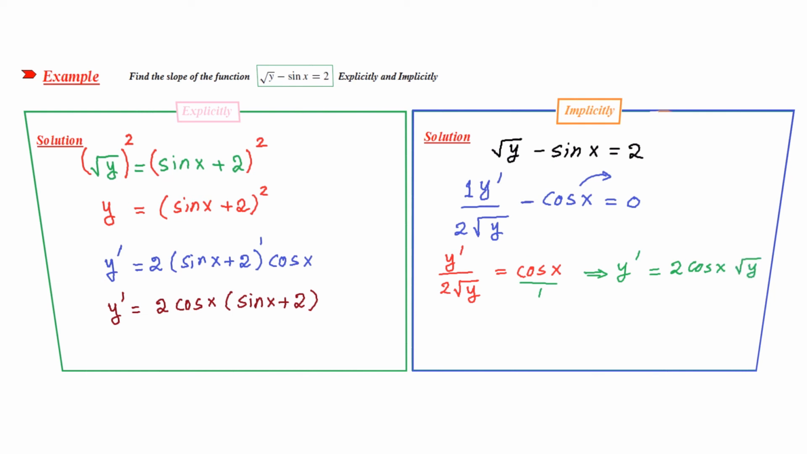Now back to the original function. This is the original function, and if you move minus sine x to the right hand side, you will get square root of y equals sine x plus 2. So you can replace square root of y by sine x plus 2 in the final answer, and this gives us that y prime equals 2 cosine x times (sine x plus 2).